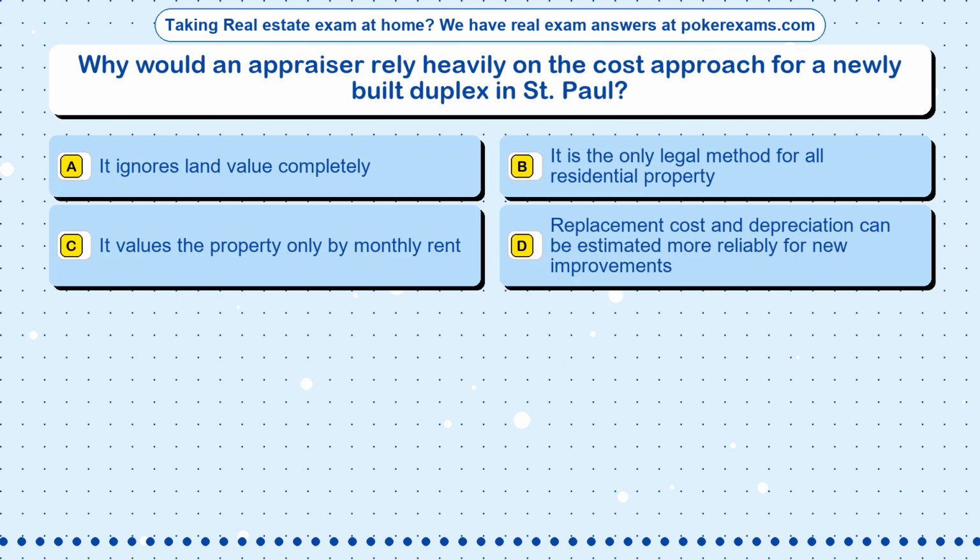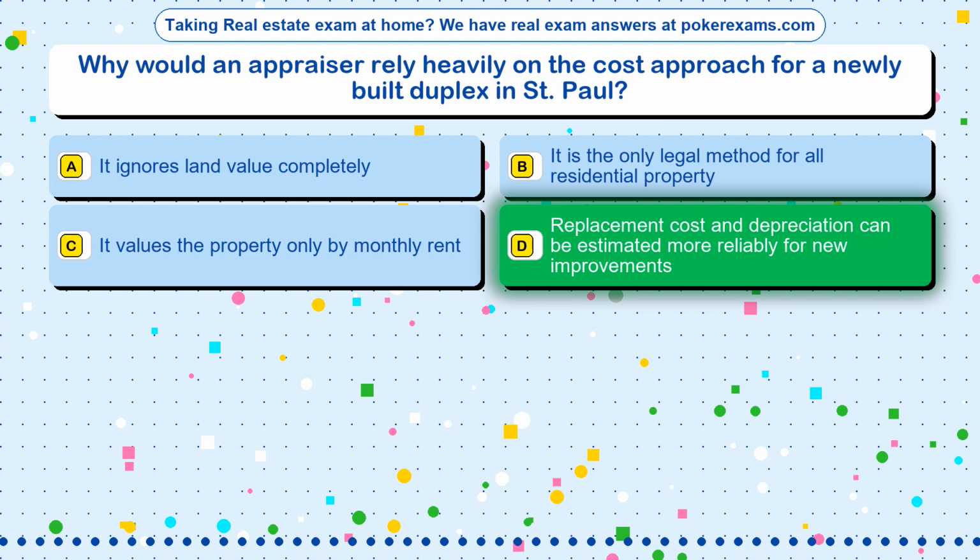Question 28. Why would an appraiser rely heavily on the cost approach for a newly built duplex in St. Paul? Option A. It ignores land value completely. Option B. It is the only legal method for all residential property. Option C. It values the property only by monthly rent. Option D. Replacement cost and depreciation can be estimated more reliably for new improvements.